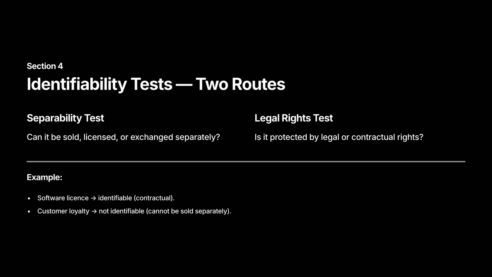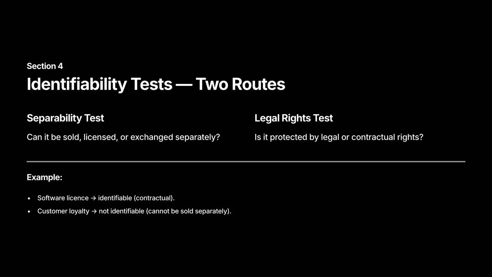4. Identifiability tests. Two routes. An intangible asset must be identifiable, and IND AS 38 offers two clear tests. The separability test. Ask, can this asset be sold, transferred, licensed, or exchanged separately from the business? If yes, it's identifiable. For example, a software license can be sold independently, so it qualifies.